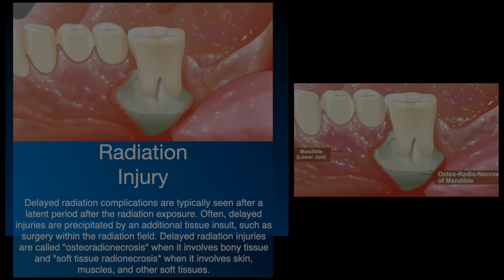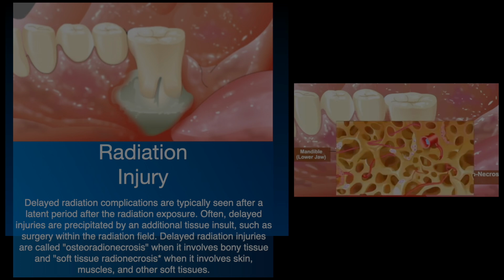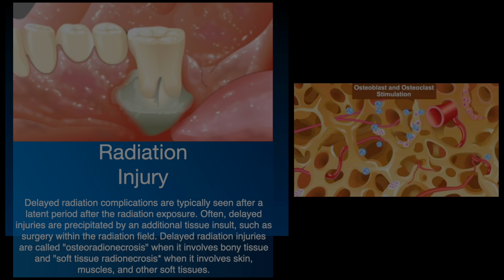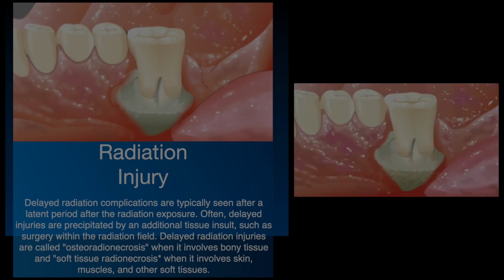Delayed radiation complications are typically seen after a latent period after the radiation exposure. Often, delayed injuries are precipitated by an additional tissue insult, such as surgery within the radiation field. Delayed radiation injuries are called osteoradionecrosis when it involves the bony tissue, and soft tissue radionecrosis when it involves the skin, muscles, and other soft tissues.